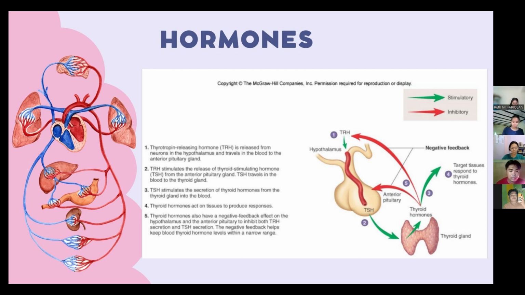Next, the TSH stimulates the secretion of thyroid hormones from the thyroid gland into the blood. Thyroid hormones act on tissues to produce responses. And then thyroid hormones also have a negative feedback effect on the hypothalamus and the anterior pituitary to inhibit both TRH secretion and TSH secretion. The negative feedback helps keep blood thyroid hormone levels within a narrow range.